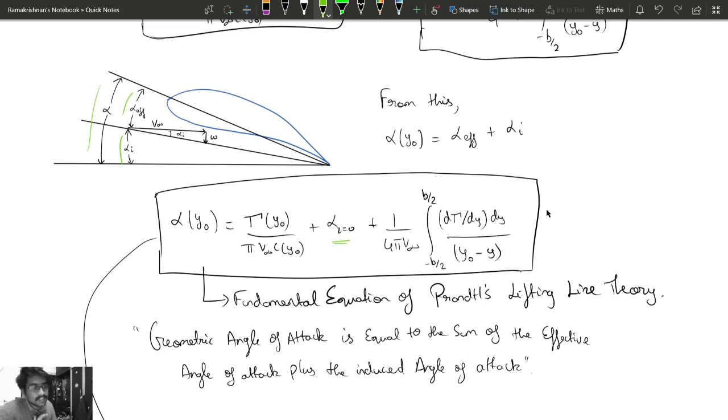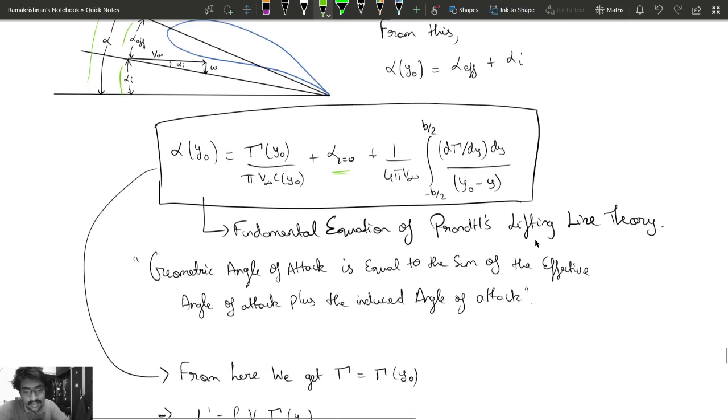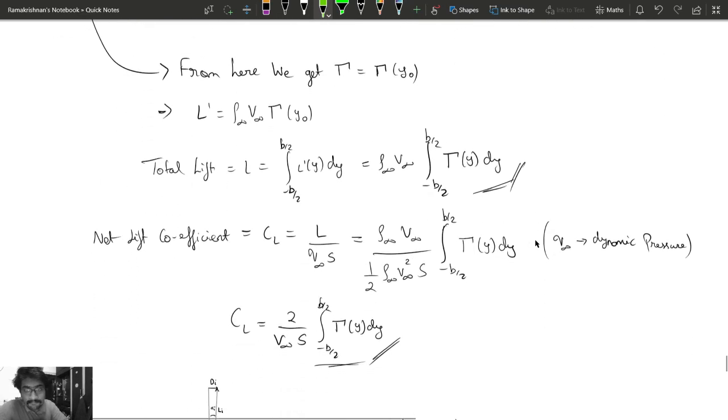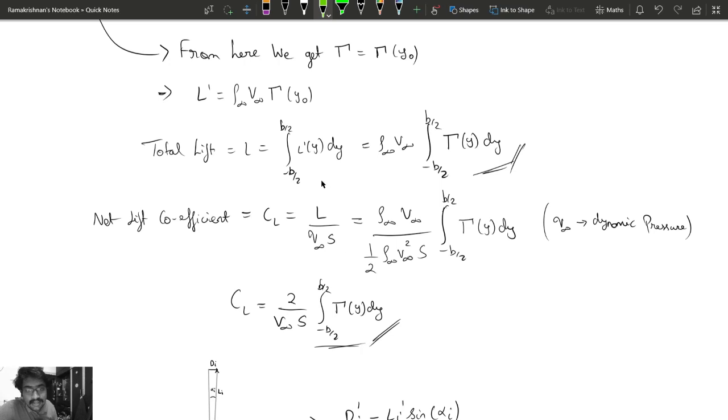So this is a general expression that is valid for incompressible linear flows over a thin airfoil, and this is also called the fundamental equation of Prandtl's lifting line theory. From here we can say that the total lift generated is nothing but the integral of the span-wise lift along the entire span, minus b by 2 to b by 2.